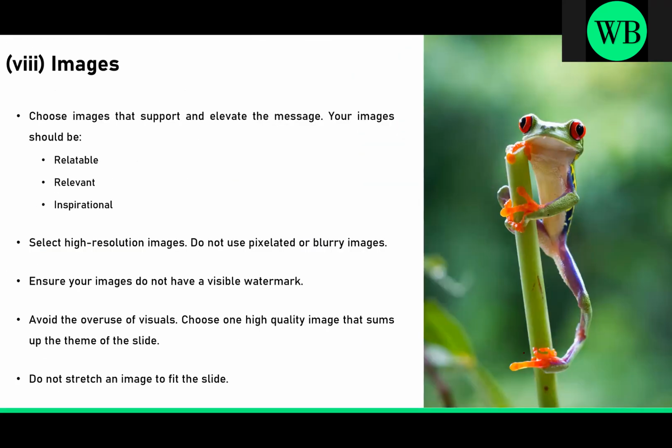Okay, now images. Choose images that support and elevate the message. Your images should be relatable, relevant, and inspirational, right? Select high res images. Now this is a really high res image, that's why Arunima has put it in. Do not use pixelated or blurry images. That makes your presentation look very bad. Arunima, would you like to come in and quickly tell us where you often find these images which you use? What do you type to find those images?